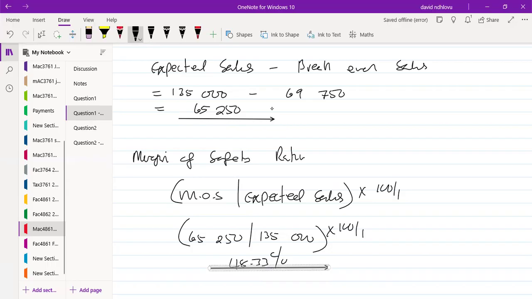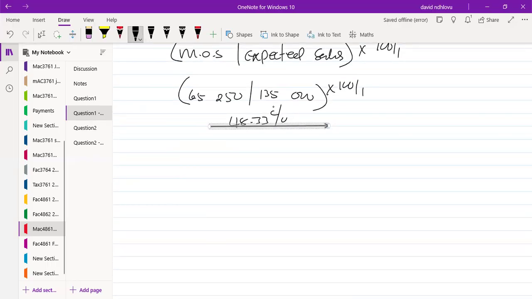Right, let's say the entity is going to target profit, units to achieve a target profit of 5 million.